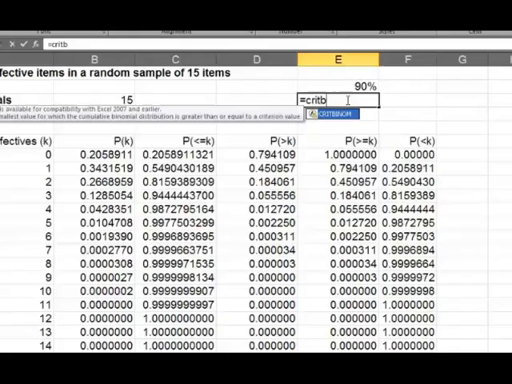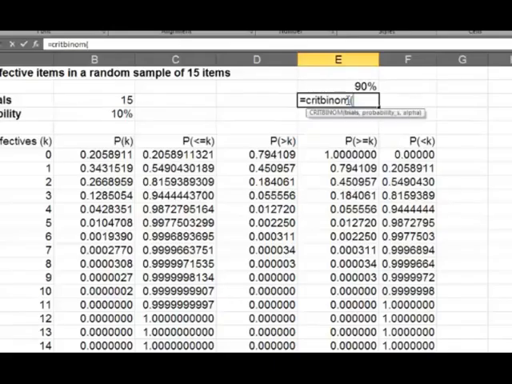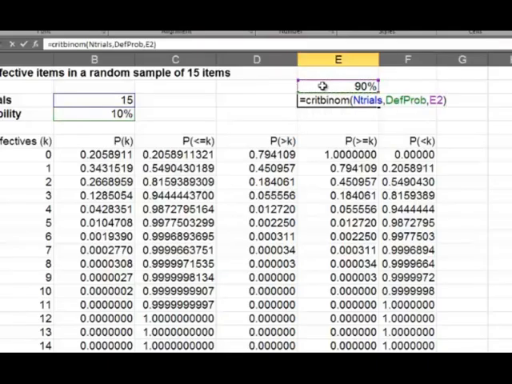So I'm going to say crit binom of, and I'm going to plug in first my number of trials, then my probability of success, and then my cumulative probability value. Okay, and it's going to return to me the value 3. And what this is saying, if I look at my cumulative probabilities, which are my probabilities of being less than or equal to k.